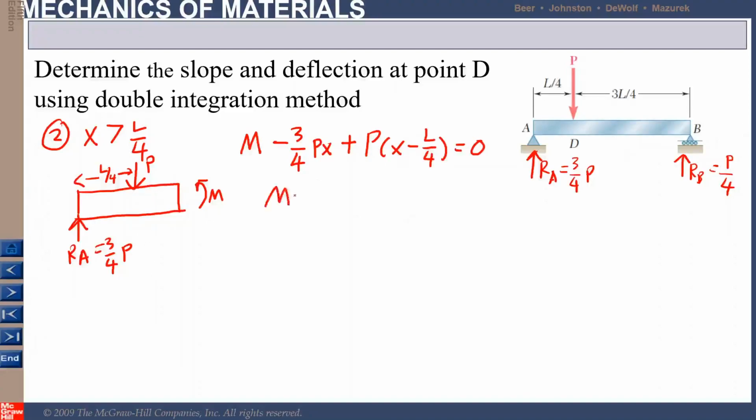Then we can get our value of M. Let's denote this as M2, equal to 3/4 Px minus Px plus PL over 4. So this is our second equation, and we can further simplify it. This becomes (3/4 minus 1)Px, so this is minus Px over 4, plus PL over 4.